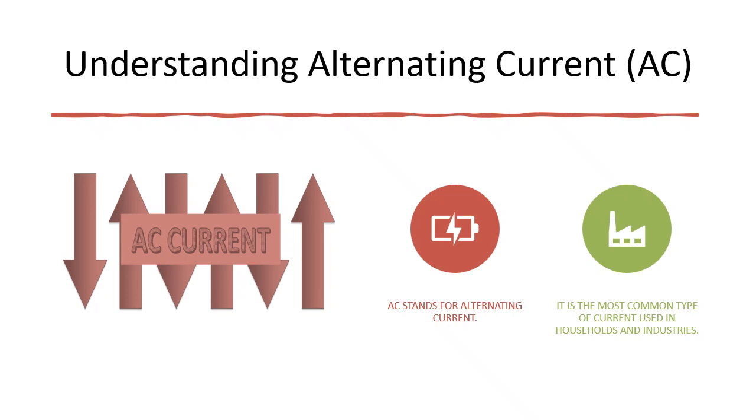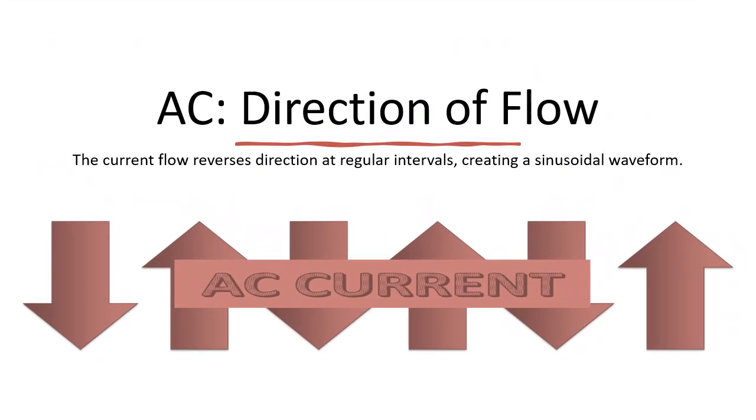AC direction of flow. In AC, the current doesn't move in just one direction. Instead, it reverses direction periodically. This back and forth movement creates what's called a sinusoidal waveform.